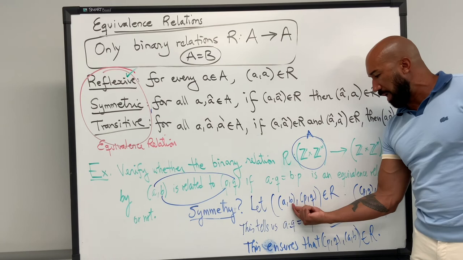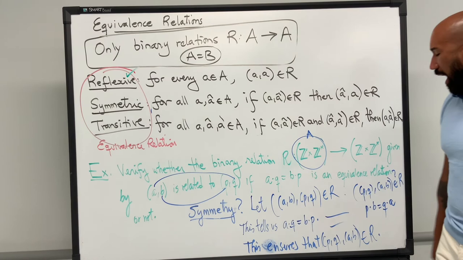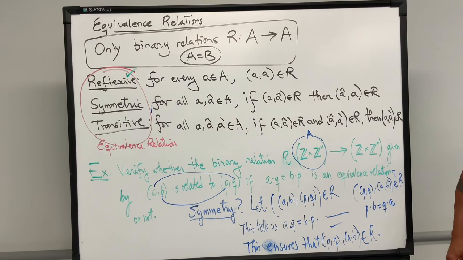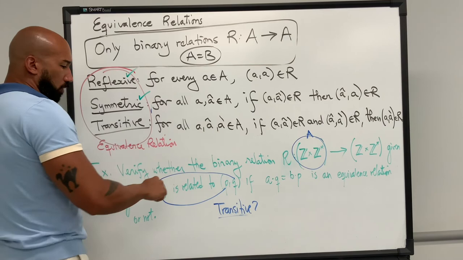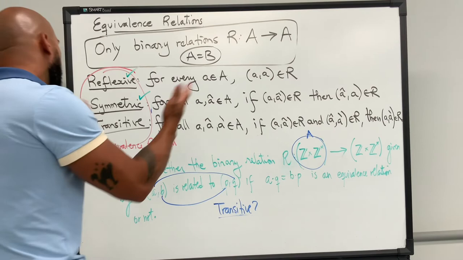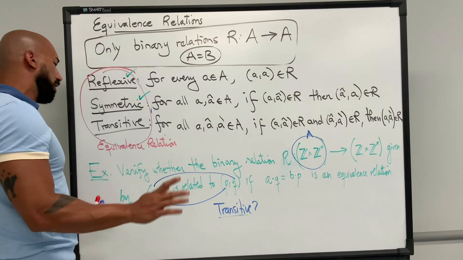So this is valid for all the configurations that we have of pairs in R. So it's symmetric. Is that okay? Well, so far we have that the relation is reflexive, it's also symmetric, and we need to verify if it is transitive. If at least one of these properties fails, it's not an equivalence relation. We need all of them to conclude that this is an equivalence relation.